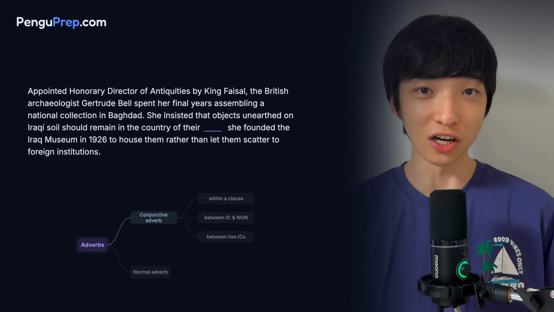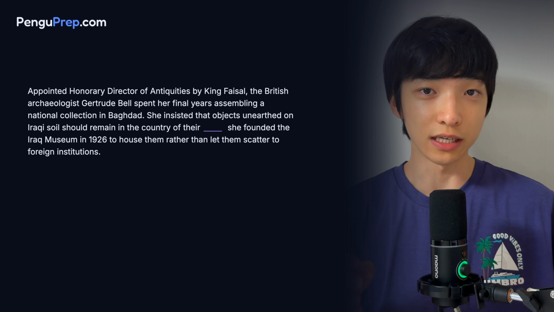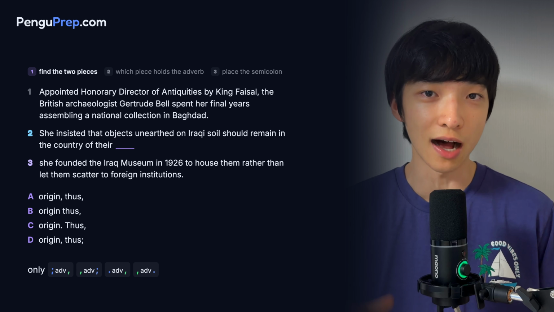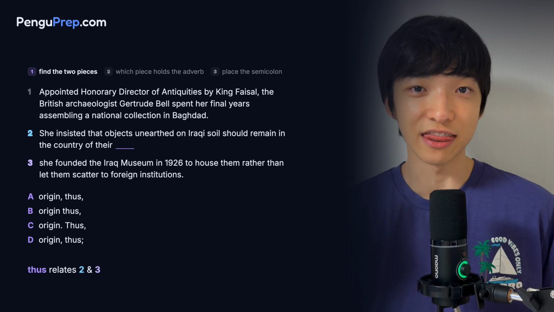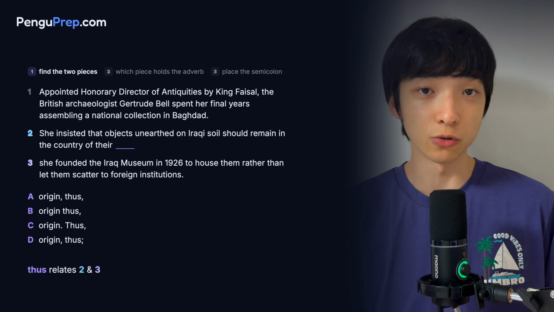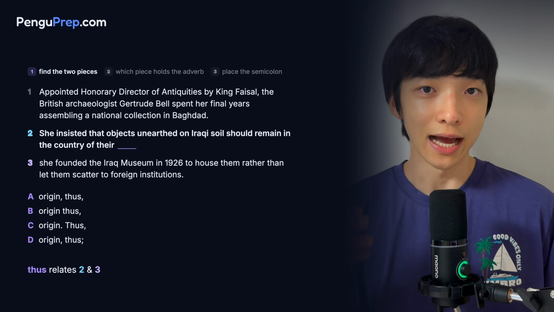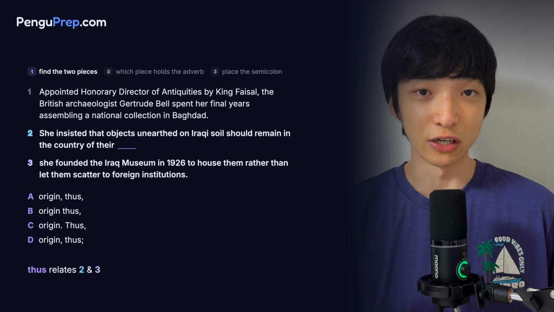We're looking at a conjunctive adverb here, "thus," and it's in between 2 independent clauses. So the correct answer can either be a semicolon, comma, semicolon, period, comma, or comma, period. Thus describes the cause and effect relationship between the second and third piece here. The second piece shows Belle's insistence that artifacts found need to remain in their home country. And the third piece shows how because of that insistence, she went out to found the Iraq Museum.